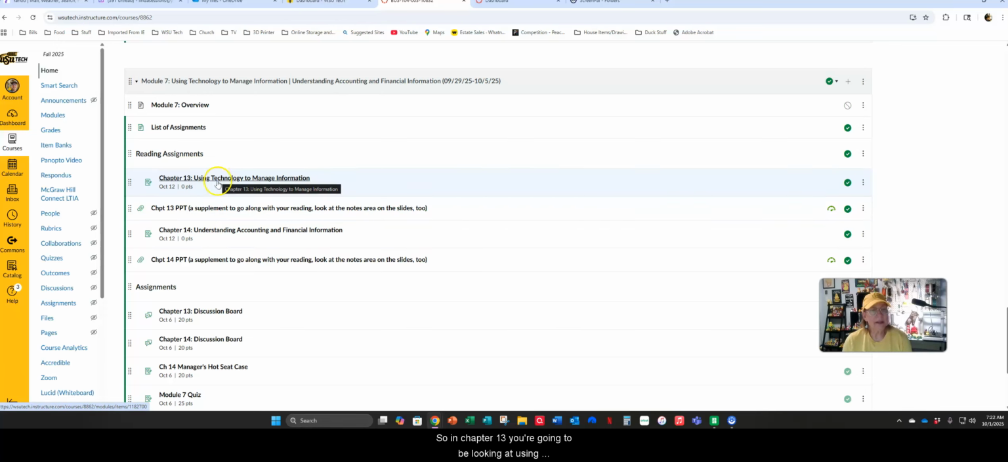So in Chapter 13, you're going to be looking at using technology to manage information. And there is so much technology. There's so many different types of technology that you can use. And there's so much information available at our fingertips right now that it is absolutely crazy. Let's bop into the chapter and just take a look at some of these headings in this, using technology to manage information.